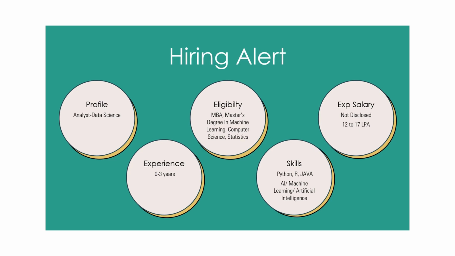Okay, so we are at that hiring alert section. The profile we have to discuss is analyst data science. The experience they have expected is 0 to 3 years only, meaning freshers are also allowed to apply there. Eligibility is a master's degree in machine learning or computer science, and MBA as well are eligible to apply. The skill sets they have asked for are Python, R, Java, AI and machine learning, and artificial intelligence as well. Expected wages, officially they have not disclosed this, but it is going to vary between 12 to 17 LPA only.